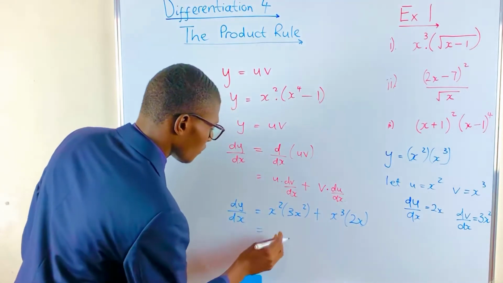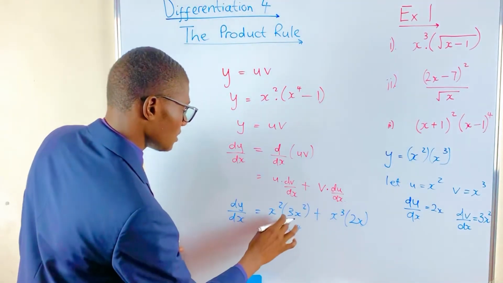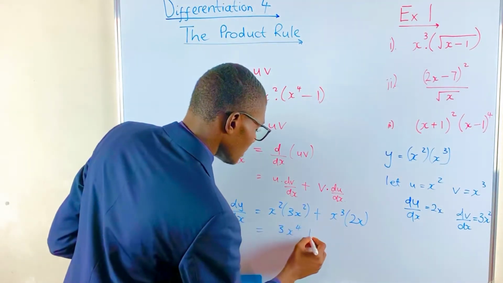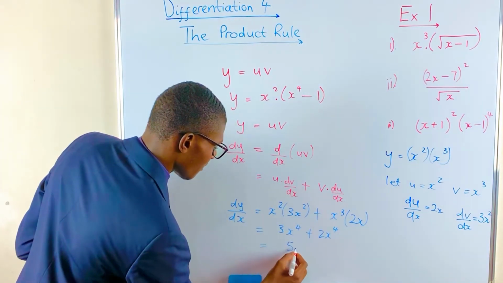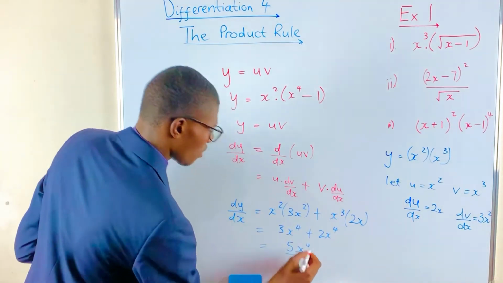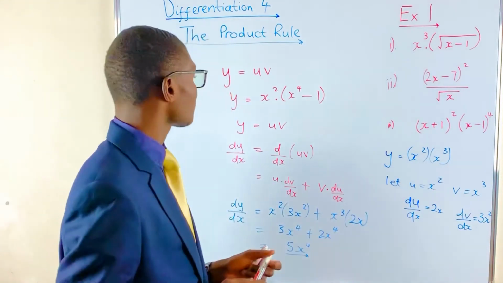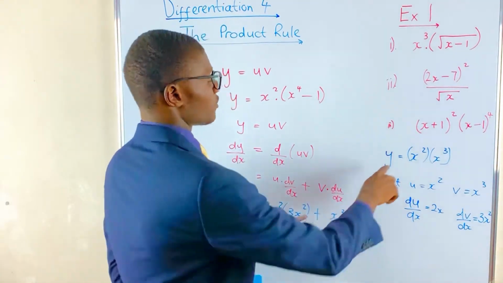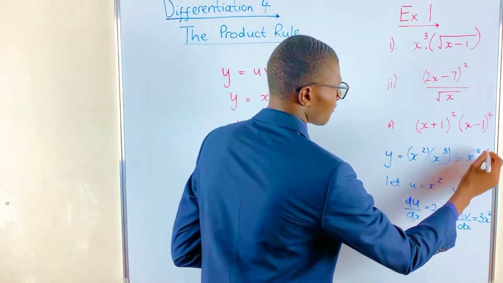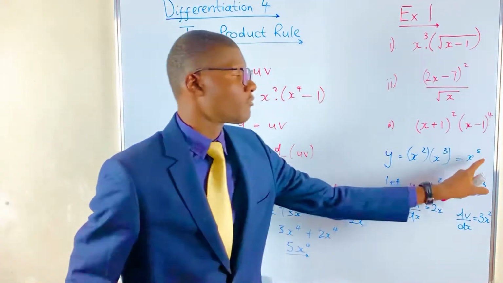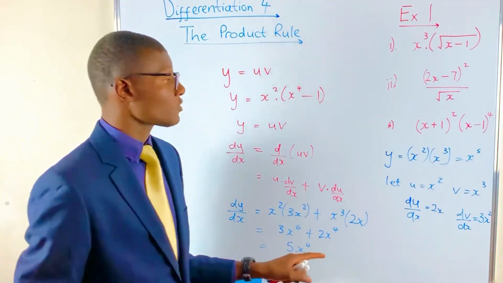Now we can further simplify this to 3x to the power of 4 plus 2x to the power of 4, which simplifies to 5x to the power of 4. So there we've applied the product rule to differentiate this function. Just to prove it, if we multiply this out, it simplifies to x to the power of 5. Differentiating x to the power of 5, we drop the power of 5, multiply by x, then subtract 1 from the power of 5, so this becomes 5x to the power of 4. Great.